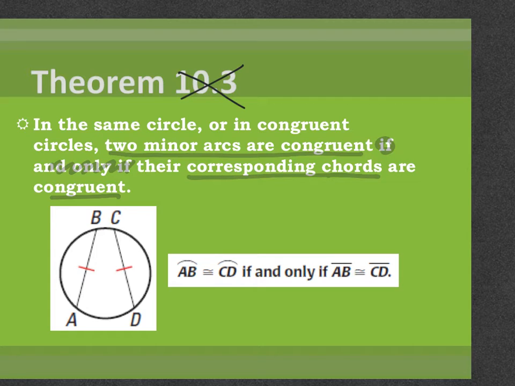So if I look at the diagram that's there, if the two arcs were marked as congruent, if arc AB was congruent to arc CD, then I can say that segment AB is congruent to segment CD. If I reverse the order, then it says that if the chords are congruent, so I know these two are congruent first, then I can say that the arcs are congruent. So I could say that if chord AB is congruent to chord CD, then arc AB is also congruent to arc CD.